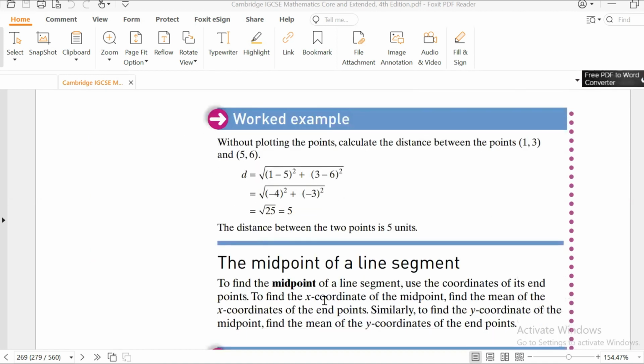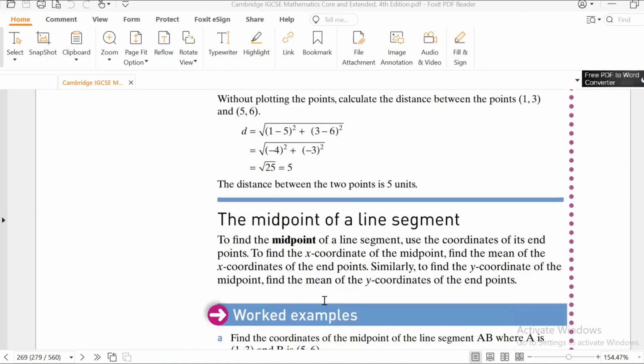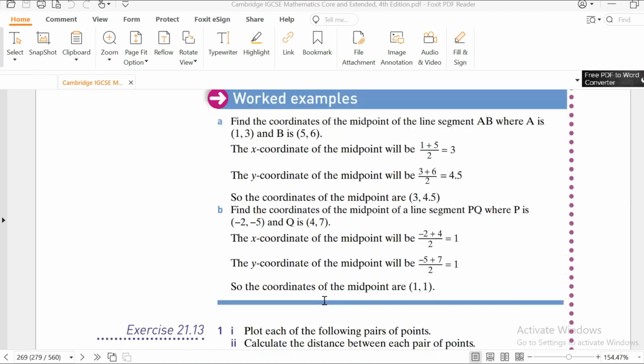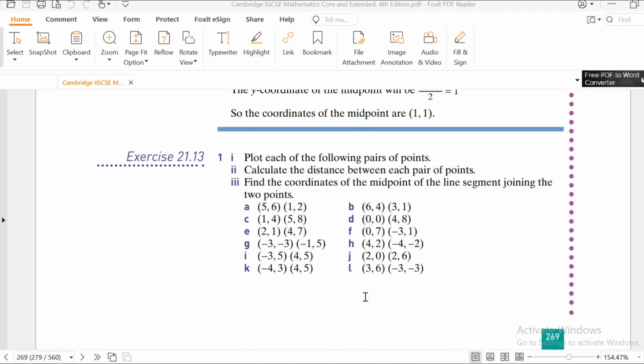And then the second thing, how to find the midpoint of a line segment. We add x1 with x2 and then divide by 2, like the middle value. So I will write both formulas, and we will solve one question. Let's suppose I'm checking one part from this section, the last part, L part.